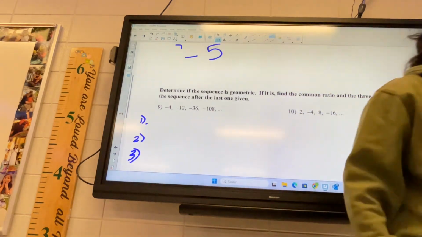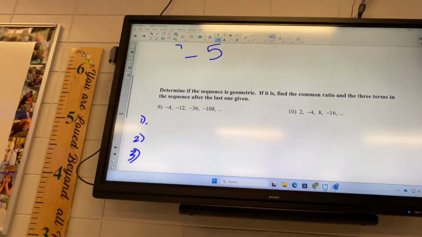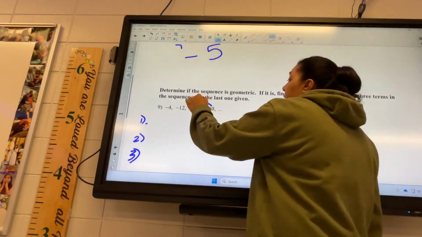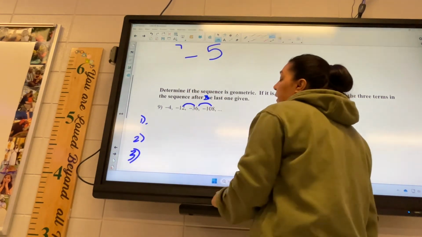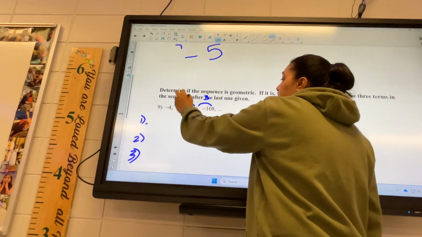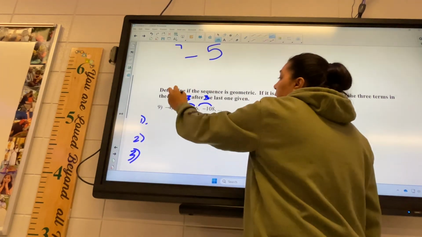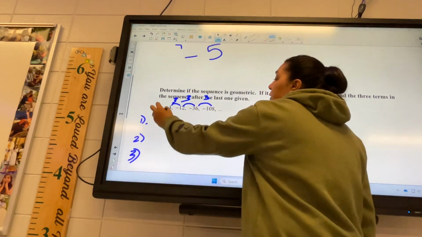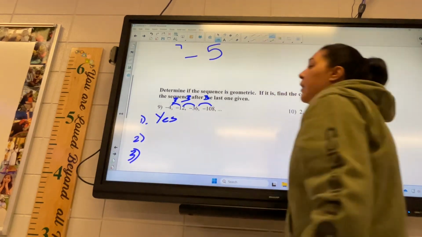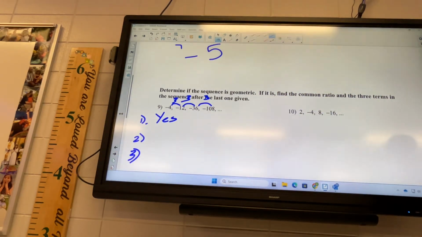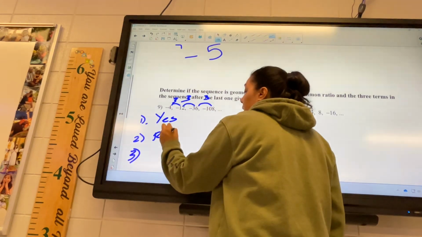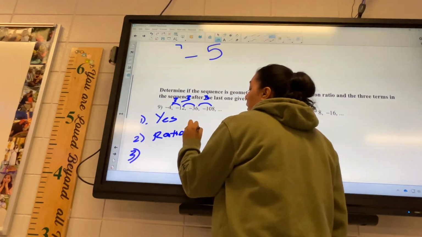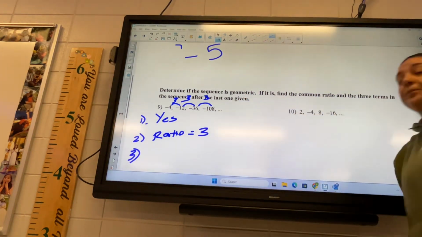So is this geometric? You need to check each piece. So negative 108 divided by negative 36, 3. Negative 36 divided by negative 12, 3. And then negative 12 divided by negative 4 is 3. So is this geometric? My answer is yes. What is my common ratio? 3. So my ratio R is 3.